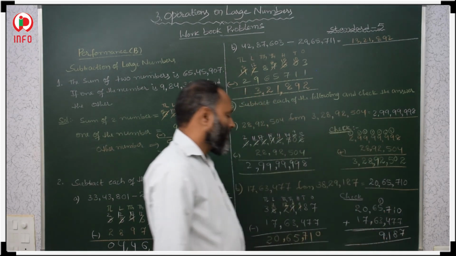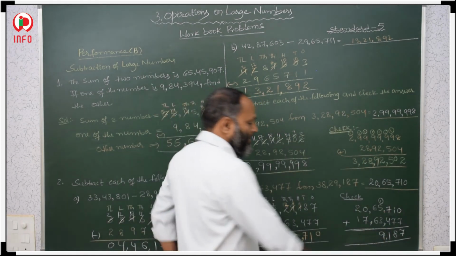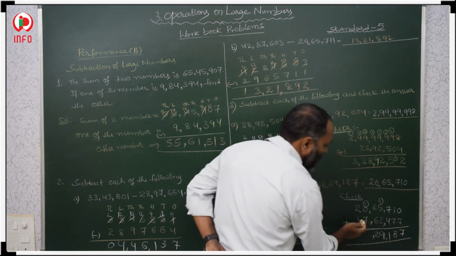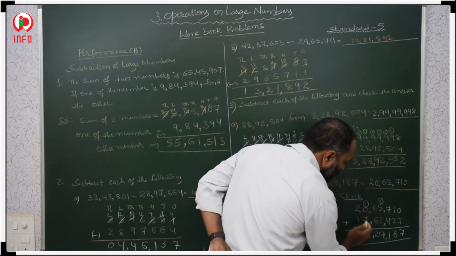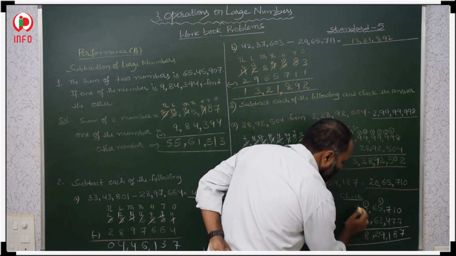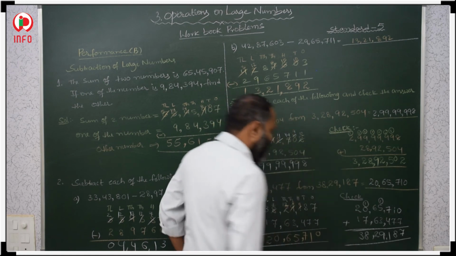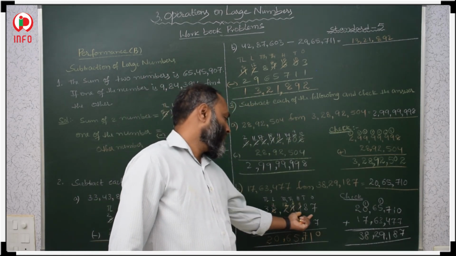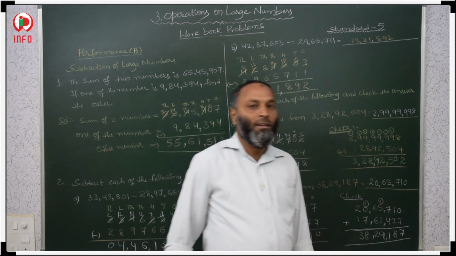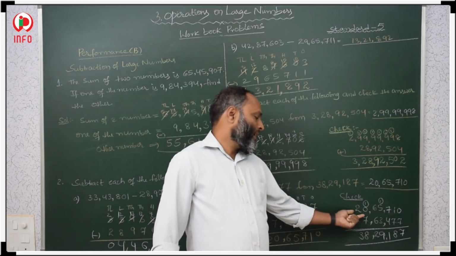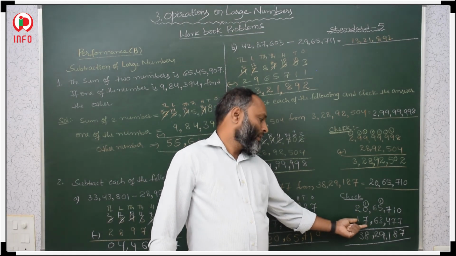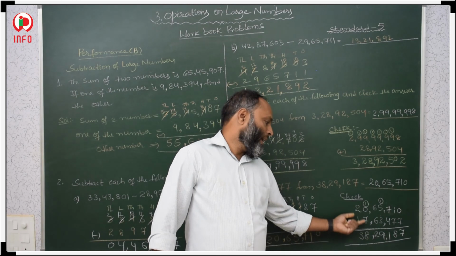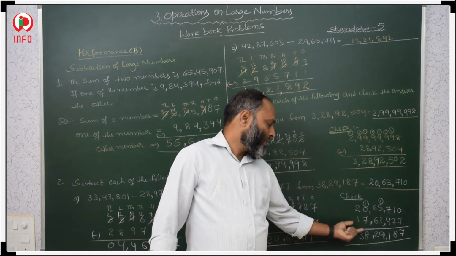6 plus 6, 12. 12 means 2 in 10,000s place, 1 in lakhs place. 2 plus 7 plus 1, 8. 2 plus 1, 3. 38 lakhs 29,187. That is the answer we get. Okay, so this is the difference, this is the subtrahend, and this is the minuend. So if we add difference and subtrahend, we will get the minuend.